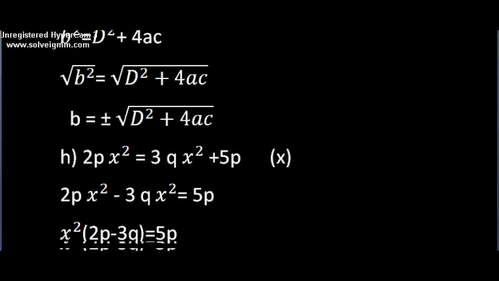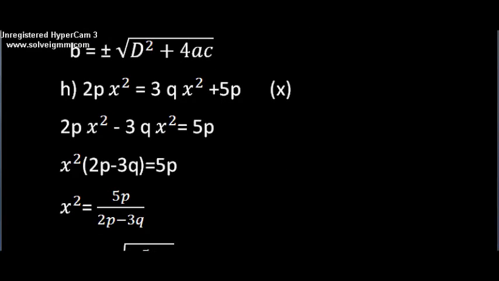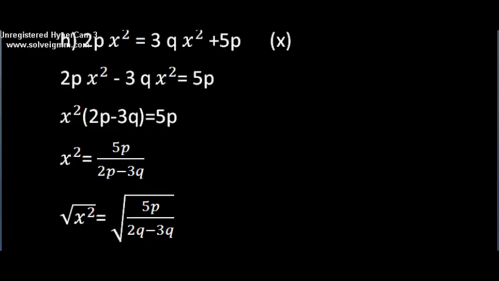Now the h part. Here you have to make x the subject of the given formula. The question is 2p x square equals 3q x square plus 5p. Now all the x terms you can combine on one side, so it will become 2p x square minus 3q x square equals 5p. Now x square is common, so inside the bracket 2p minus 3q is left, and equals 5p. Now this factor you can divide on the other side, 5p over 2p minus 3q. Then you have to find x.